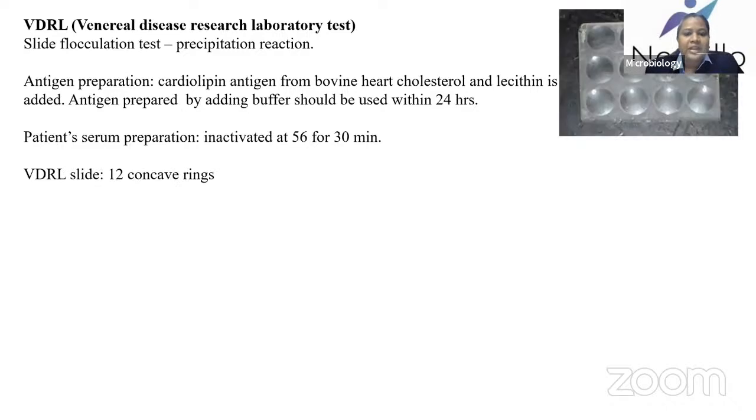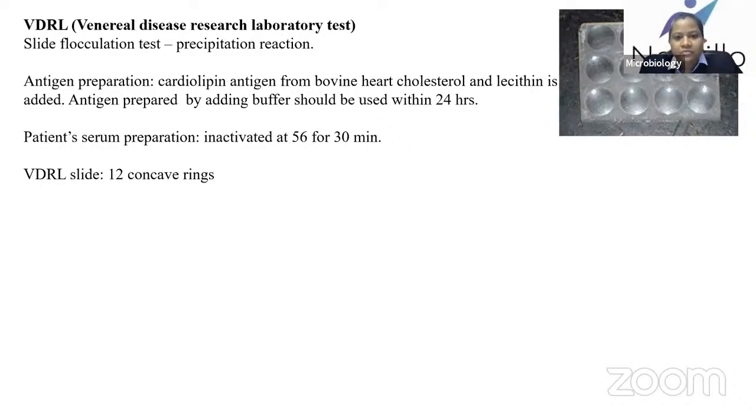And then the VDRL slide. Here you can see there is this VDRL slide where you have 12 rings. They are concave rings. In this concave ring, you will add one drop of the inactivated patient serum sample, along with that one drop of antigen would be added. After adding the serum and the antigen, the slide has to be rotated for 4 minutes.